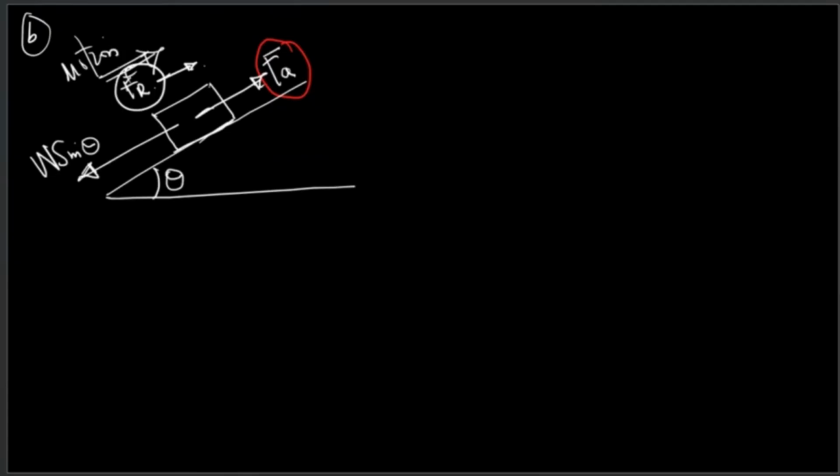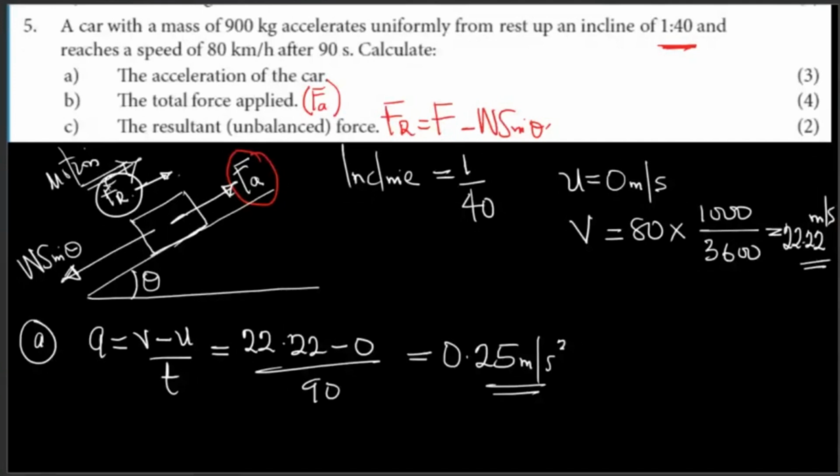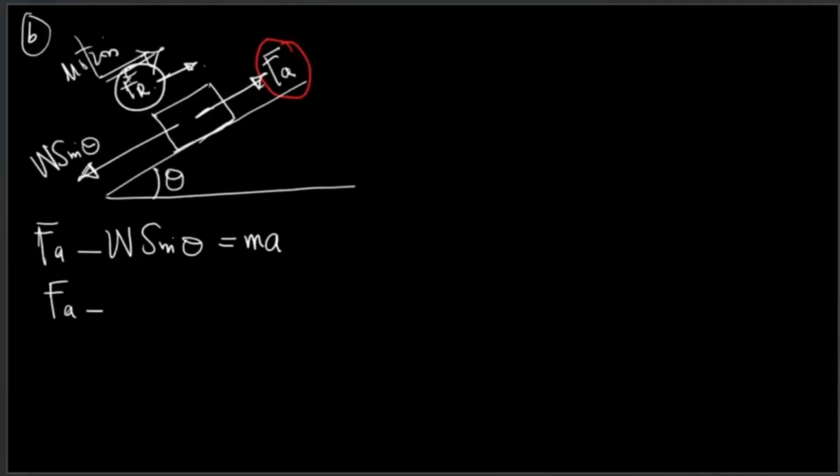So I can write this as F_A minus the weight, which is mg, right? We've not calculated that. Can someone give me the value of the weight? 900 times 9.81. That is 8829 newtons. So this is going to be 8829.